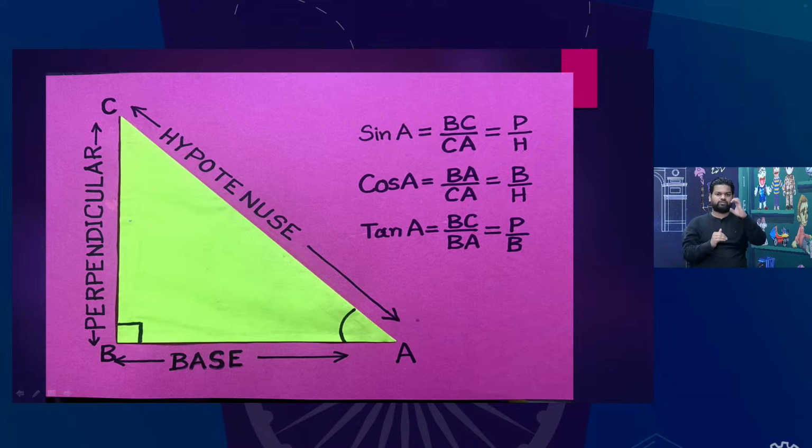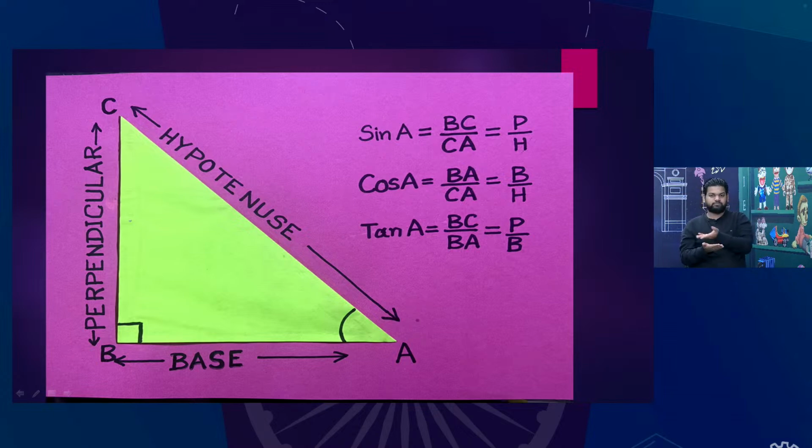And what is cos A? Base upon hypotenuse. Base is BA and hypotenuse is CA. So it is B upon H. What is tan A? Perpendicular upon base. So is it BC upon BA? That is equal to perpendicular upon base. I hope it is very clear. Yes, ma'am. Pandit Badri Prasad Har Har Bole.